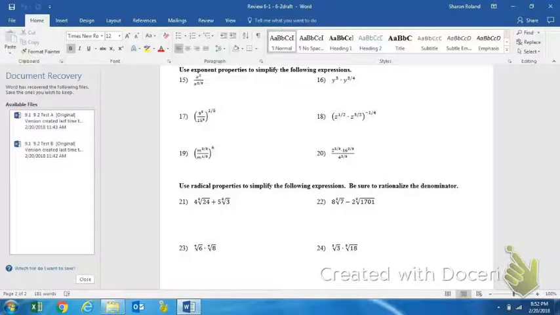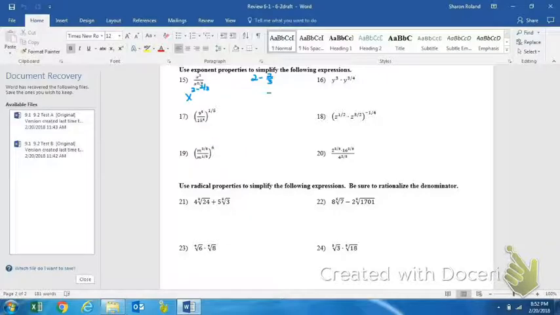All right, on number 15, you have x squared divided by x to the 2/3. And if you divide variables with exponents, you subtract the exponents. So this is going to be x to the 2 minus 2/3. So I'm going to write this over here, 2 minus 2/3.